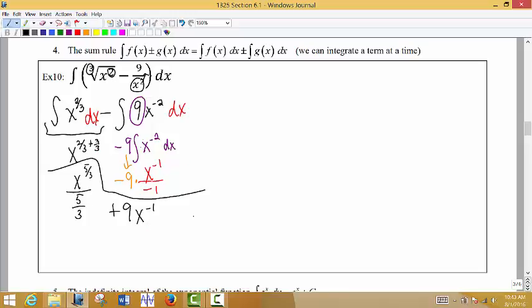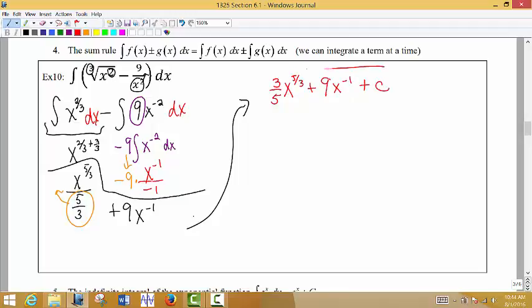Now we'll keep in mind that as soon as I added 1 to the power, I dropped the integration symbol. So let's rewrite this to look a little bit nicer. We know that when we divide by 5/3, that's the same thing as taking that fraction and flipping it and multiplying by the reciprocal. So that's actually 3/5 times x to the 5/3 power plus 9 times x to the -1 power plus the constant c. So we're going to make sure we don't forget that constant of integration.